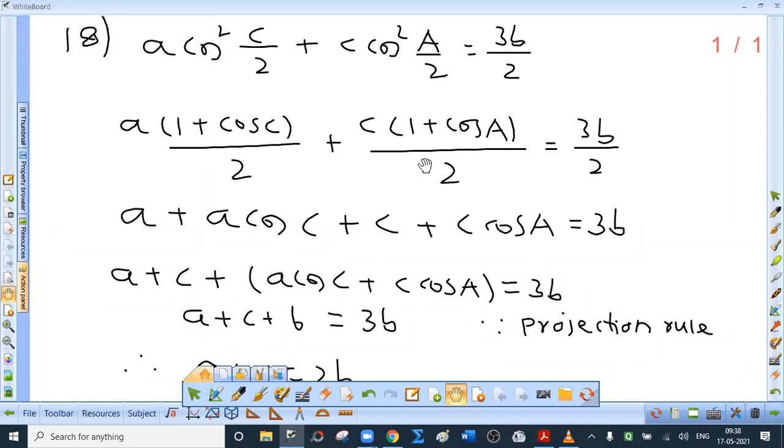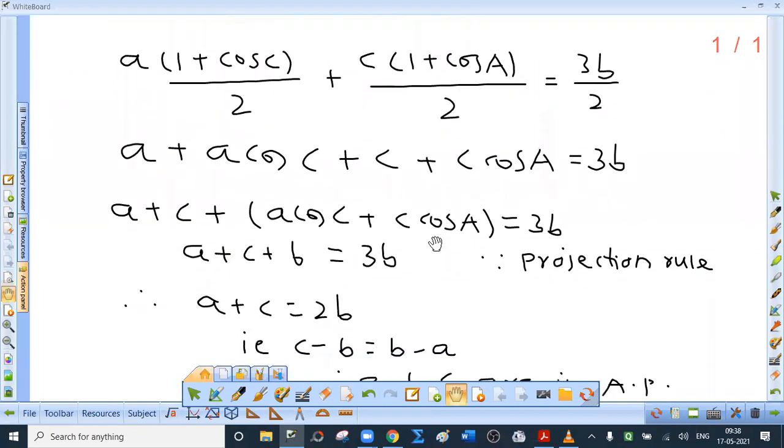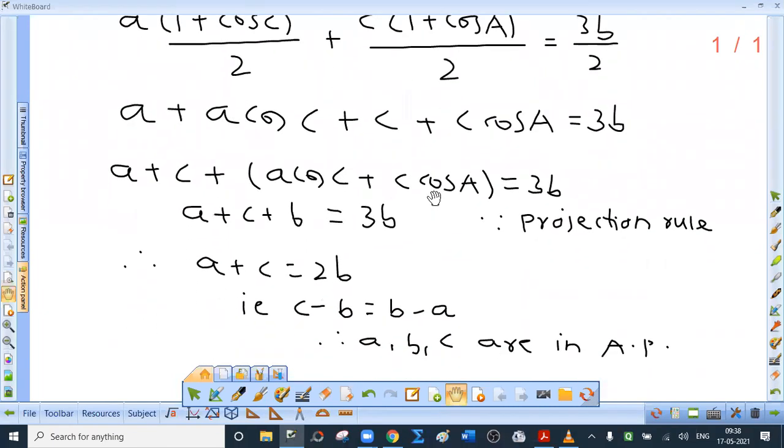2 gets cancelled. Now open the brackets to get a plus a cos C plus c cos A equal to 3b. Now, what is a cos C plus c cos A? By projection rule, it is b. So we get a plus c plus b equal to 3b. So a plus c equal to 2b. At this stage only you can say that a, b, c are in AP. But it is better if you say, rearranging the terms to get c minus b equal to b minus a. As the difference between two consecutive terms is constant, the terms are in arithmetic progression.